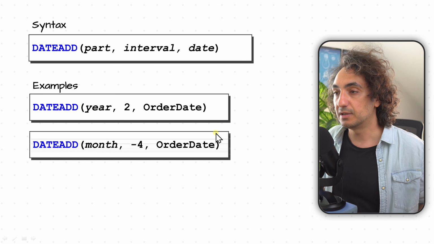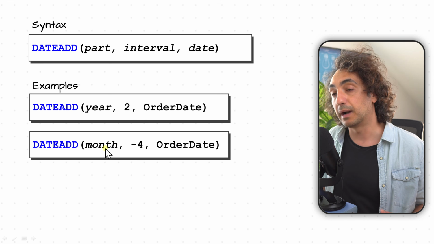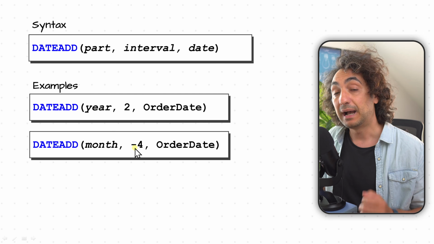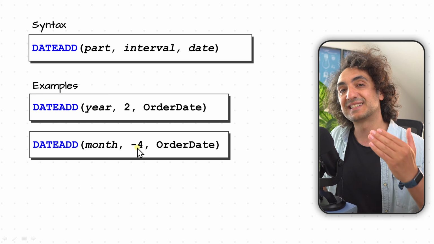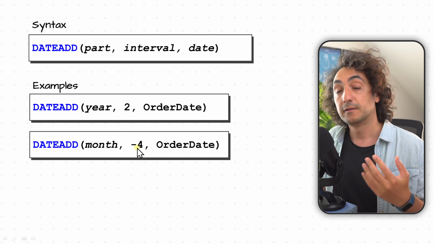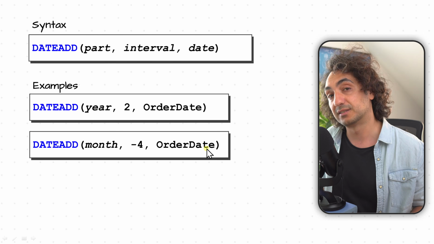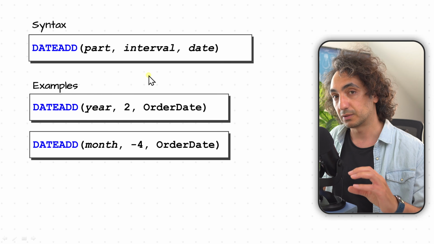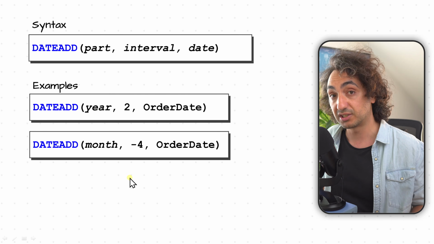Now let's check another example. Here we are saying DATEADD month. So here we want to manipulate the month part, but here we are saying -4. That means we want to go and subtract 4 months from each value in the order date. So as you can see, the value of the interval, whether it's positive or negative, is controlling the function, whether it is subtraction or addition.